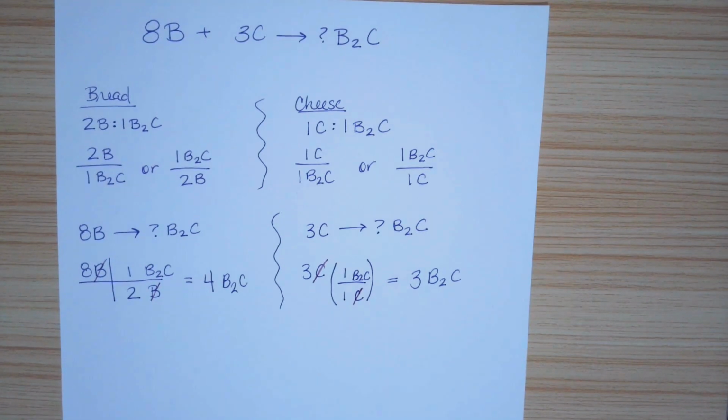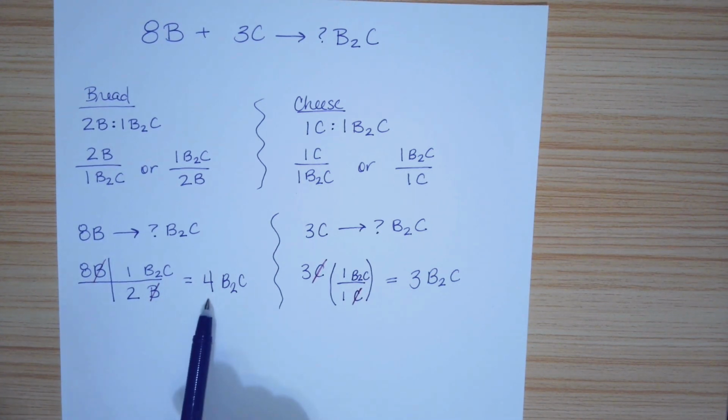So this is what we started with. The 8 slices of bread, the 3 slices of cheese. Based on the amounts of each that were present, we had enough bread to form 4 sandwiches, but we only had enough cheese to form 3 sandwiches. So in order to determine how many sandwiches will form, we have to identify what's called the limiting reagent or limiting reactant. The limiting reactant or reagent, you'll hear either term used, simply limits how much product could form.